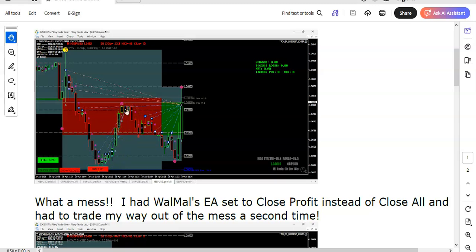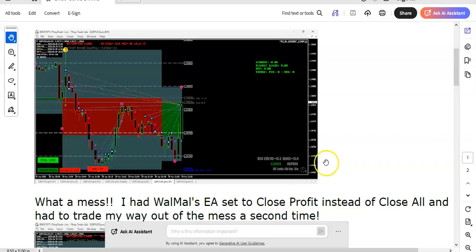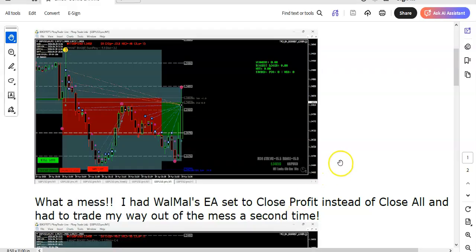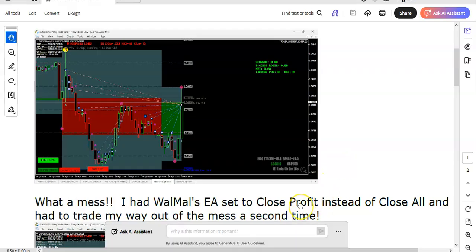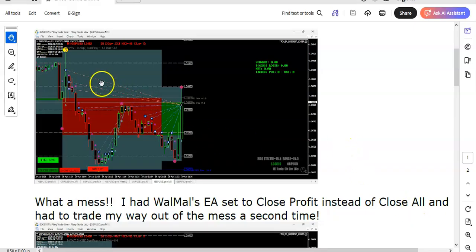And then here, when I went to get out, what happened was I was using Walmall's EA to close the profit. I hit the button. I had it set to close profit instead of close all, so it left me in these trades here, and it was like, dang it. So then I had to try and trade my way out. So here we've got an M30 that is red, and we've got an aqua.